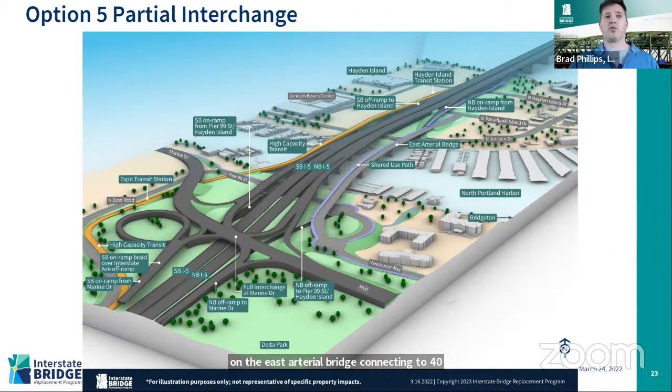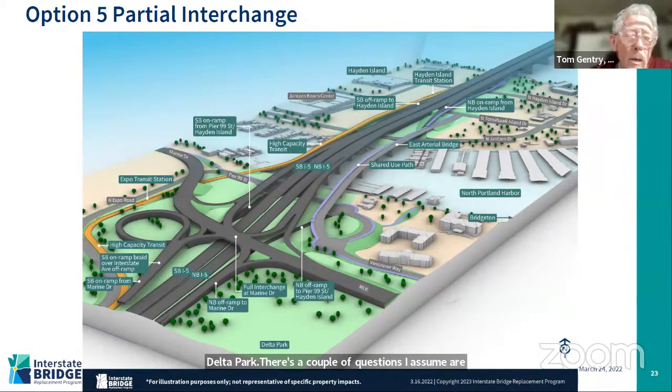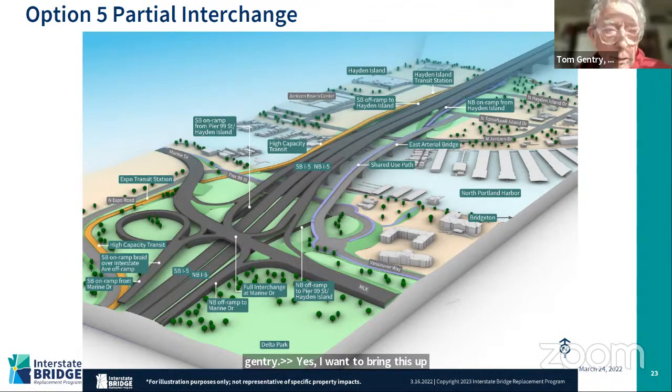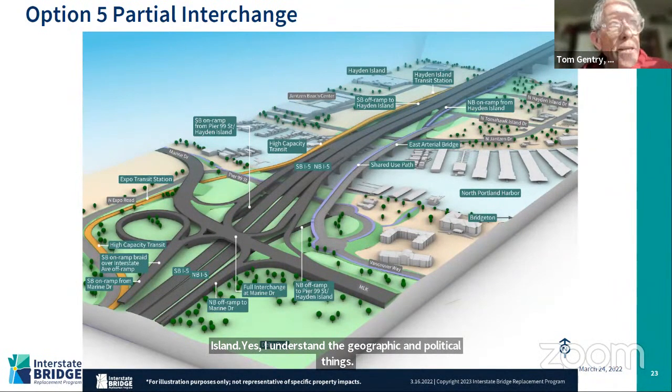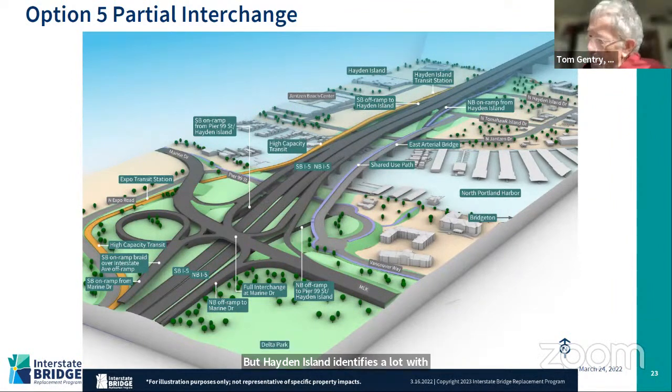It's a couple of questions that I assume are related to these two descriptions. So Tom, Gentry. Yes, I want to bring this up before we go to breakout groups. My first concern is we've had 3 speakers already tell us that in the interest of time, we're going to shorten this. Well, I think this is pretty important. The second one is you continue to talk about Oregon and Hayden Island. Yes, I understand the geographic and political things, but Hayden Island identifies a lot with Vancouver also. And to think that there's a split there, I think is a bad assumption.